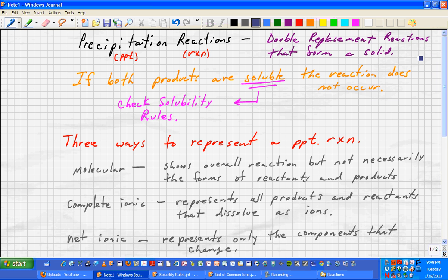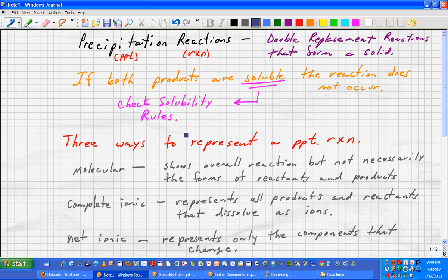This is a little review of precipitation reactions, abbreviated PPT RxN. They're a double replacement reaction that forms a solid. If both products are soluble, then the reaction does not occur. In order to check if something's soluble, you look at the solubility rules.